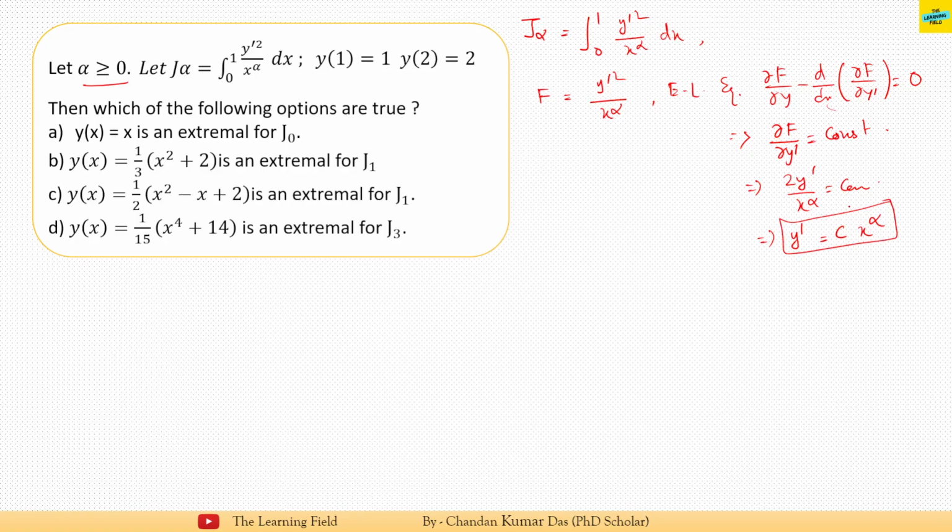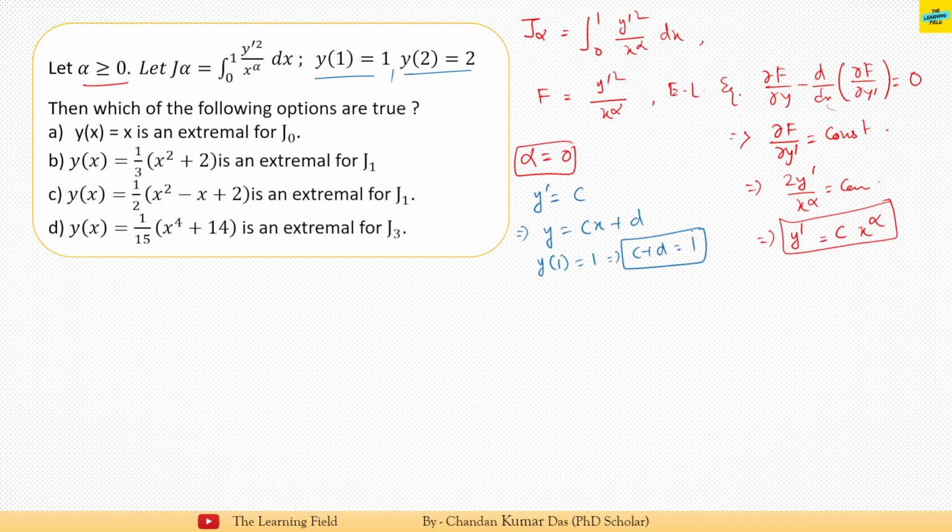Now if alpha equal to 0, what happens? Case 1: if alpha equal to 0, then y dash equals some constant c. If we integrate, we definitely find y equal to cx plus d, for alpha equal to 0. Now if we apply y(1) equal to 1, y(2) equal to 1, what happens? y(1) equal to 1 implies c plus d equal to 1, and y(2) equal to 2 implies what happens?